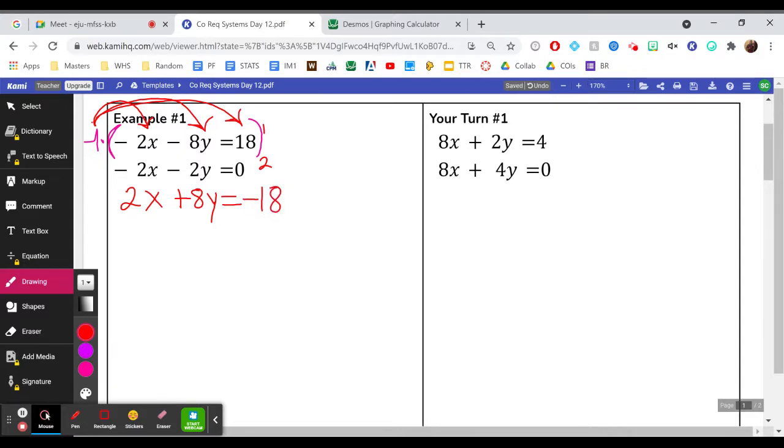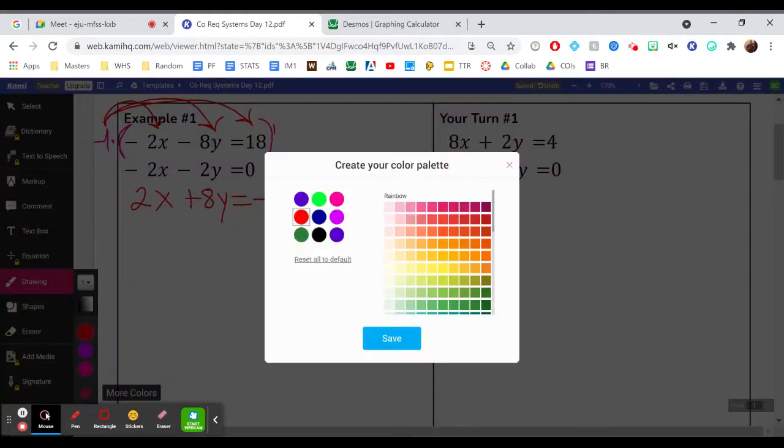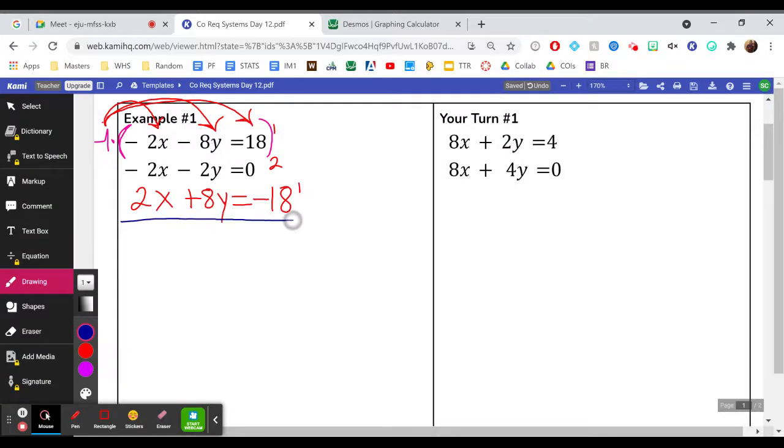Okay, so now I have my two equations, my new equation number one. At this point, what I want to do is add them straight down. -2x plus 2x, that's a zero pair, so it goes out. -2y plus 8y gives me 6y. And 0 plus -18 gives me -18.